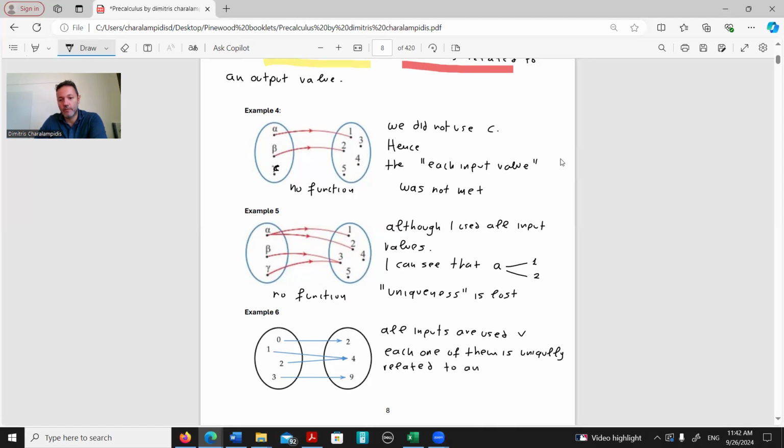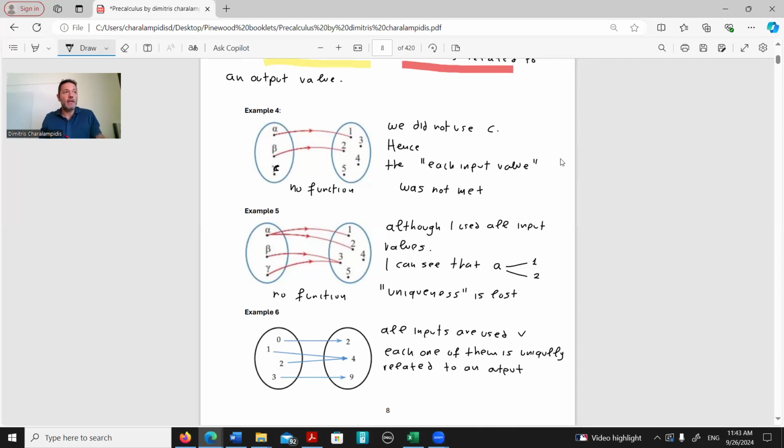to an output. Now, some might say, hold on, I can see that both 1 and 2 are related to 4. I agree. I hear that. But has anyone not allowed that? I mean, we use its input value. Isn't it uniquely related to an output value? 0 is uniquely related to number 2. 1 is uniquely related to number 4. 2 is uniquely related to number 4 again. 3 is uniquely related to number 9. That's all. It is a function.